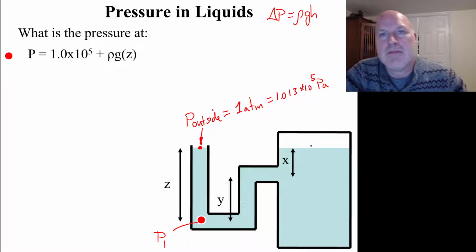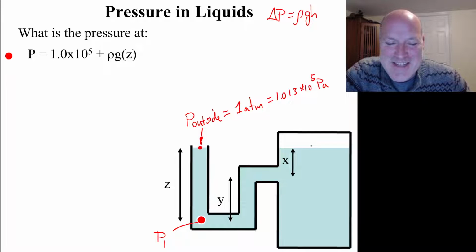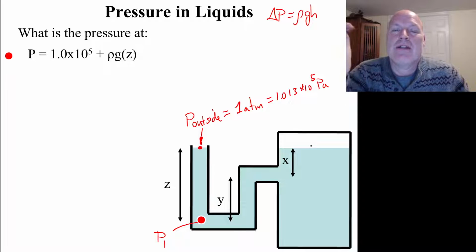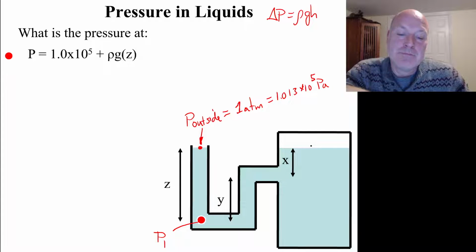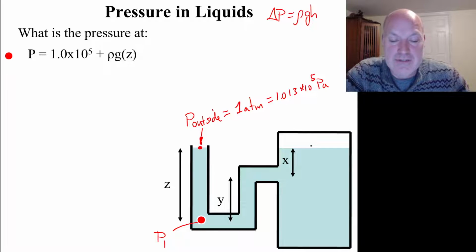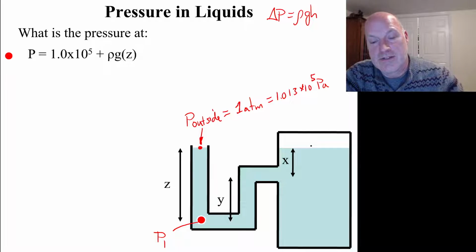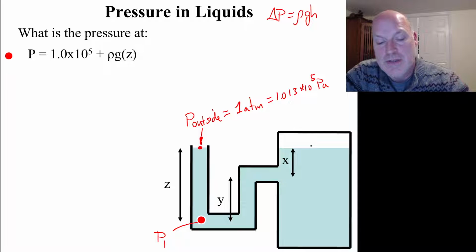Why is it the same? It's connected. It's not moving relative to the air. It has to be at the same pressure as the air. It's the same height as the air. It's the same pressure. So that's the starting point.